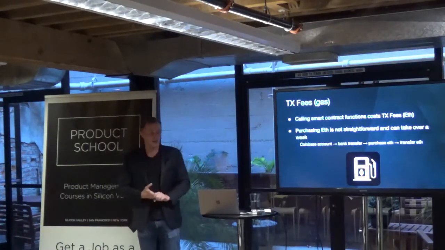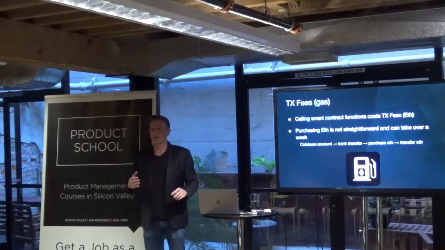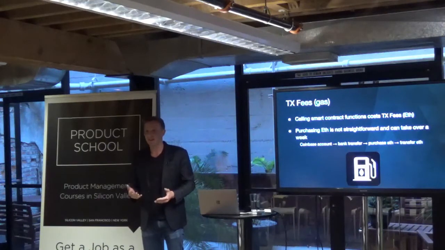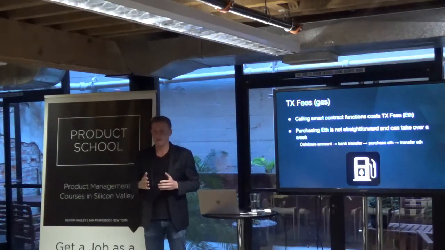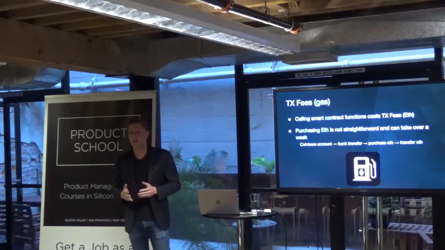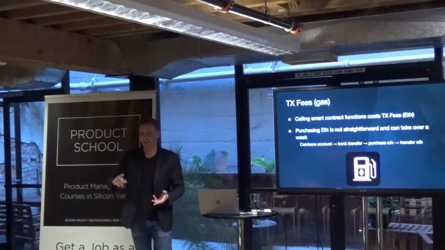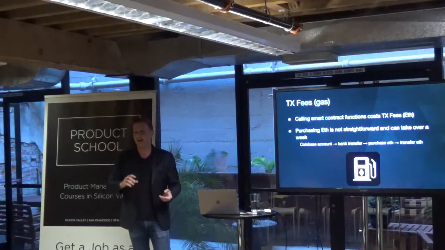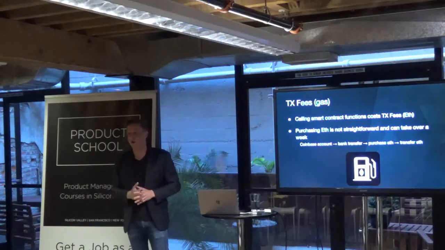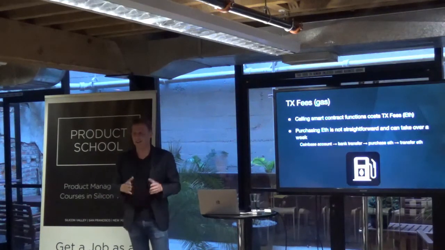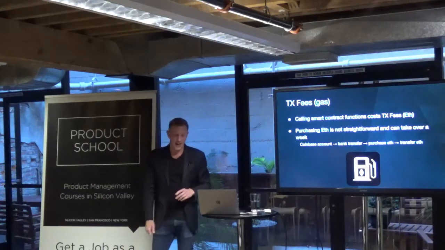So the other challenge with transaction fees, because there are transaction fees, is that to do anything on the Ethereum blockchain, you already need to have ETH. And the real pain point there is it sucks to obtain ETH right now. It can take over a week. You have to make a Coinbase account. You have to do a bank transfer. You have to buy it, and then you have to export it from your Coinbase account to your MetaMask, or whatever wallet you use. So good luck getting a user to stay on after that.